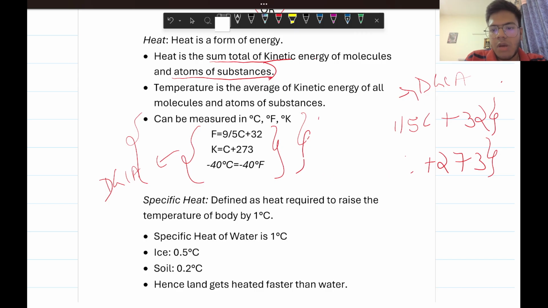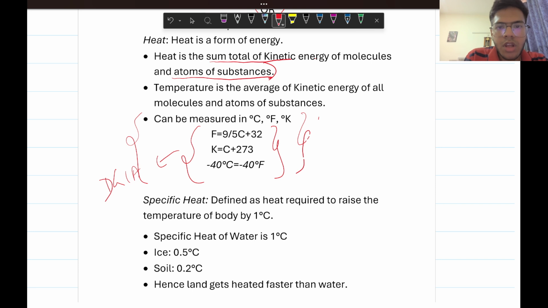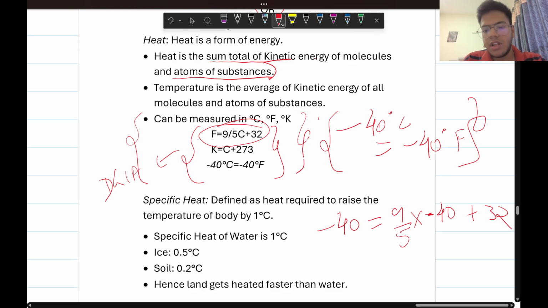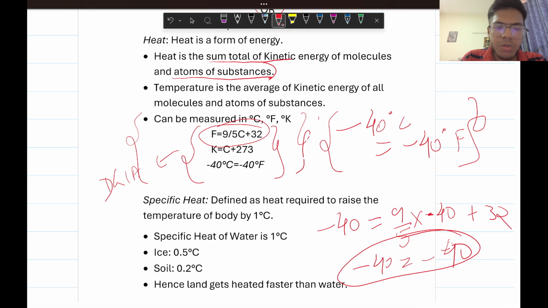Now guys, remember one thing. This is also your MCQ question: minus 40 degrees Celsius is equal to minus 40 degrees Fahrenheit. You have to remember this. If you put the values in this formula, you will get the same values. Similarly, minus 40 is equal to 9 by 5 into minus 40 plus 32. Basically, if you do the calculation, the values will be the same. So you have to remember this. This is also an MCQ question.